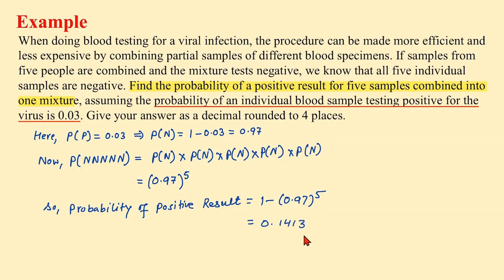So 0.1413 is the probability of a positive result. The probability that an individual blood sample tests positive for the virus was given as 0.03, and for negative we got 0.97. When we perform this, the result we get is the probability of a positive result for 5 samples combined into one mixture.